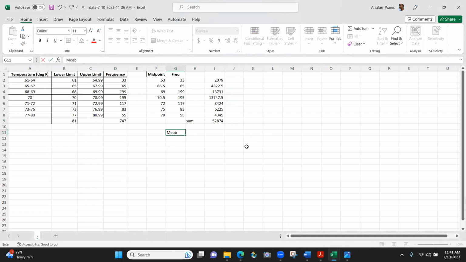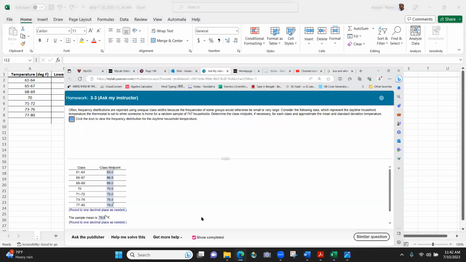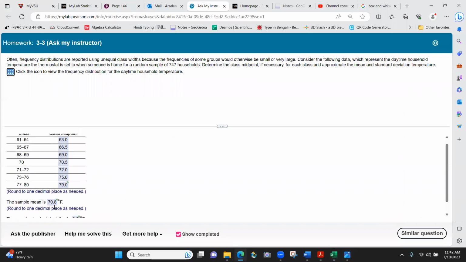The mean, which is something I will need, is going to be this sum divided by the sum of the frequencies, like you would do. This is my mean, 70.781. Now, I'm going to go back. 70.781 I got. They're saying 70.8. We're good. All right. Now, I have to find the standard deviation.